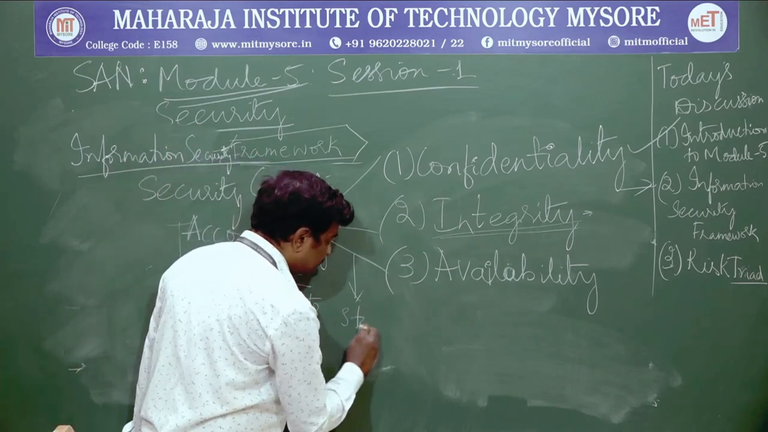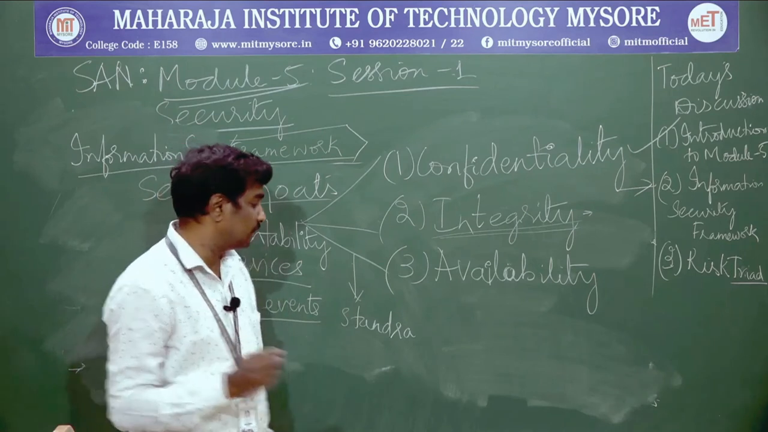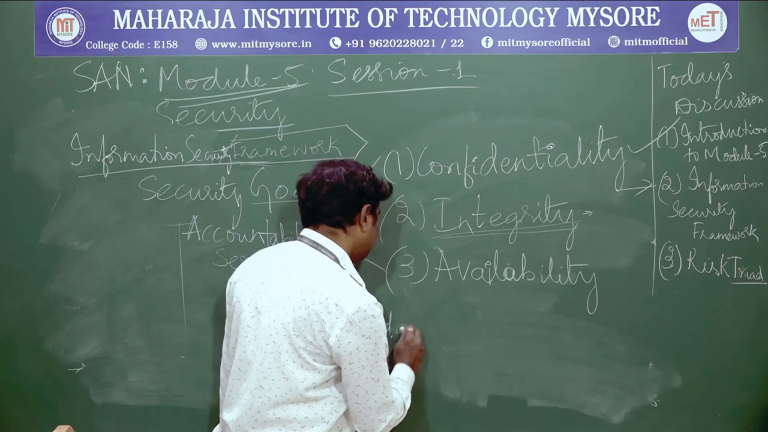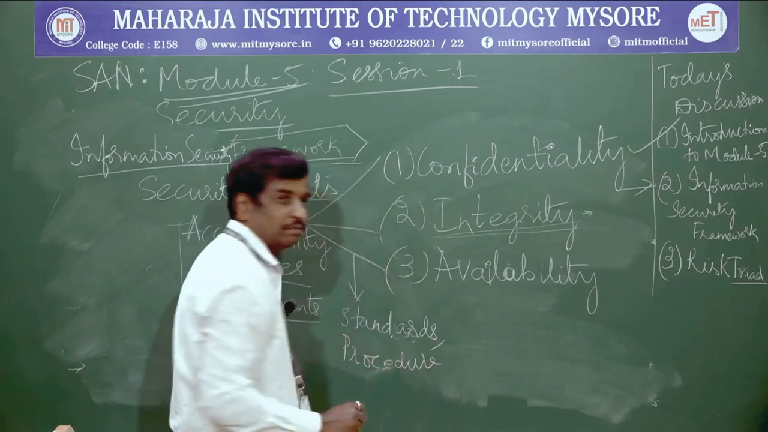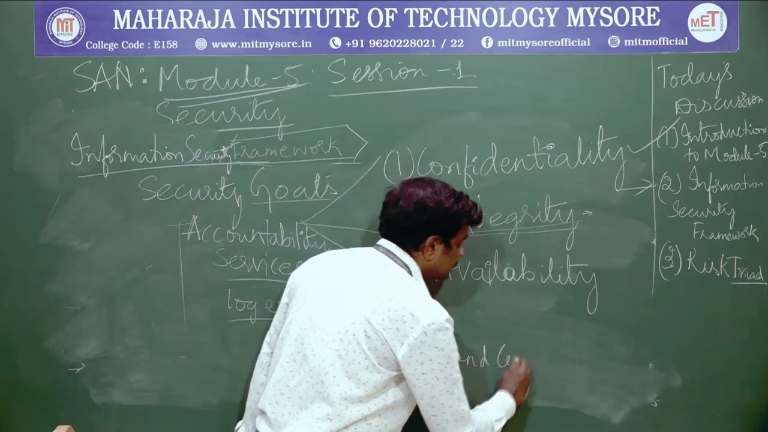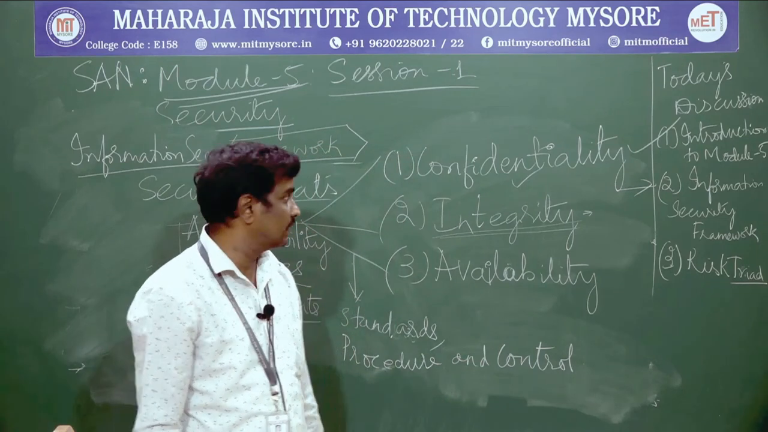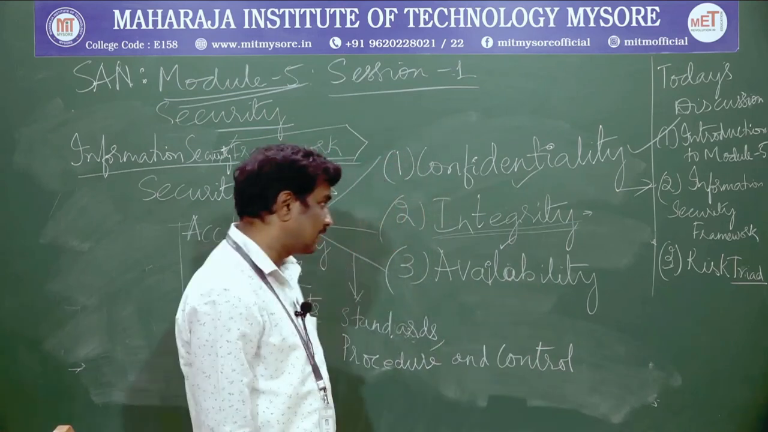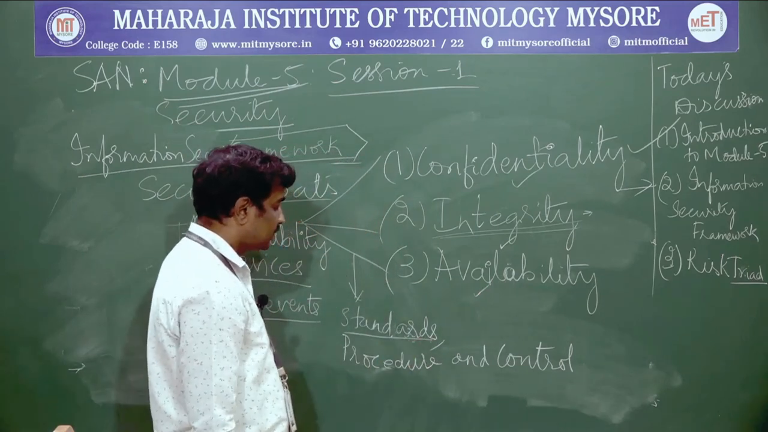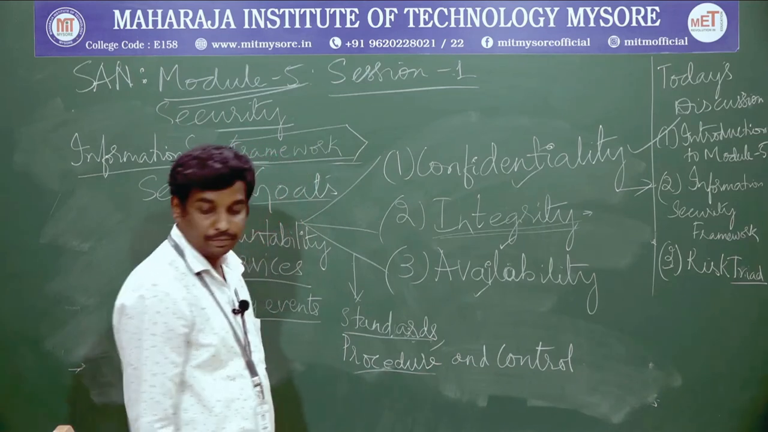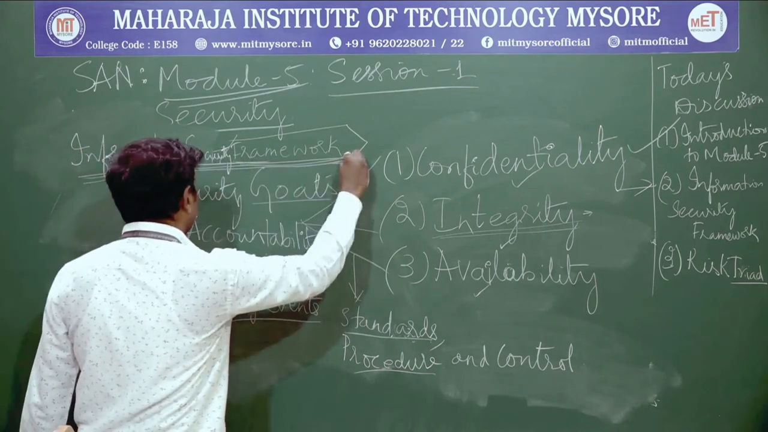For this we need to perform some standardization. This standardization is nothing but security standards. We need to follow some standards and also some procedures, and some control operations need to be done while we are accessing data: authorized access to the relevant data, integrity of the data, and availability of the data, all along with standard procedures and standard controls. This is regarding the information security frameworks. How do we perform the information security framework?